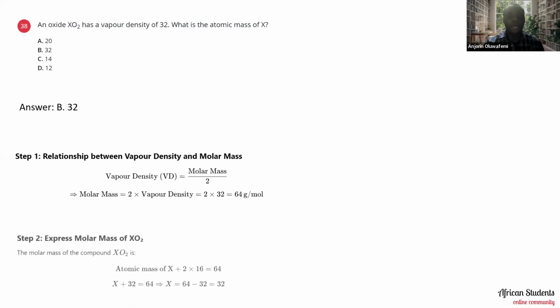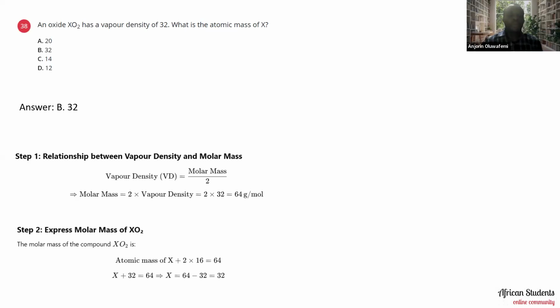That's the molecular mass. Now, the molar mass of the compound XO2 is the atomic mass of X plus 2 times 16, that's 2 atoms of oxygen times the atomic mass of oxygen, which is 16. So X plus 2 times 16 equals 64, therefore X plus 32 equals 64, and X will be what? 64 minus 32. So the atomic mass of X will be 32 based on that calculation, okay?